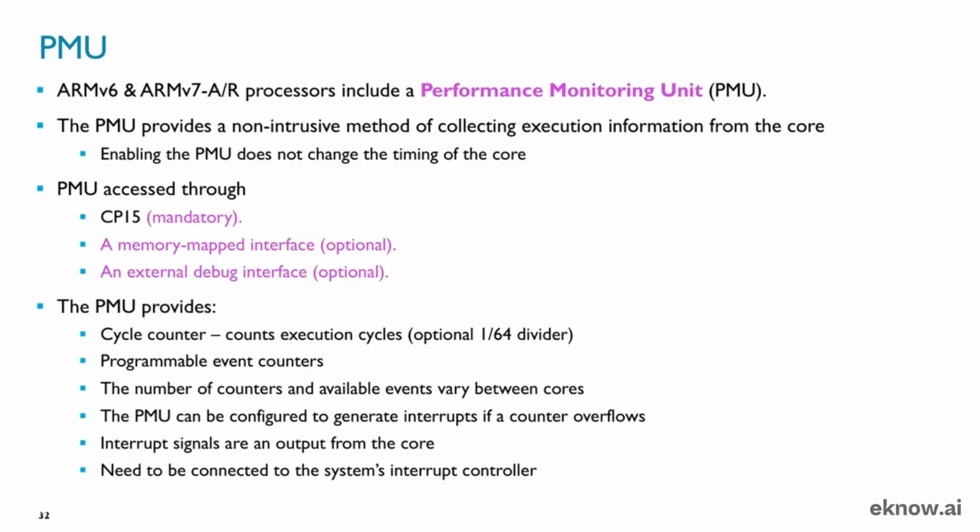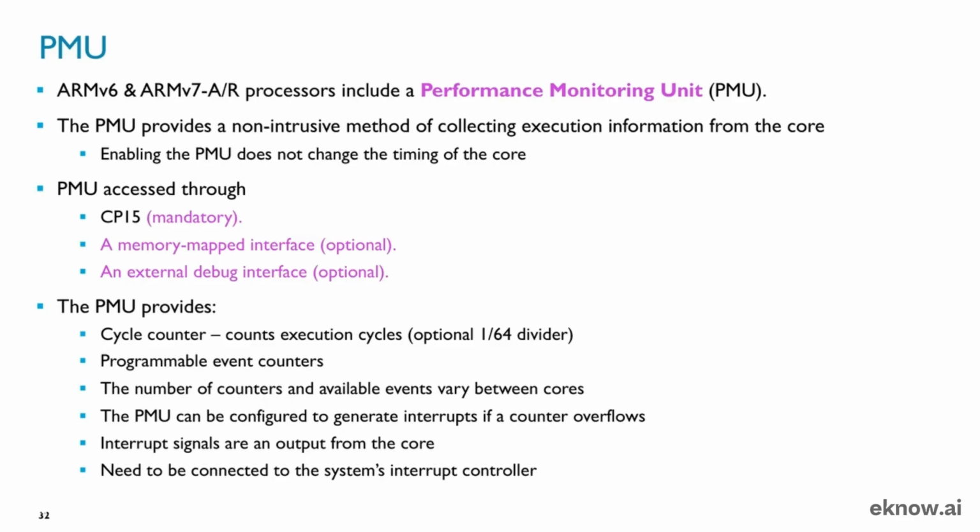More powerfully, the PMU has programmable event counters. These are the real heart of performance analysis. You can program these counters to track specific hardware events. For example, you could configure a counter to count the number of instructions executed, or the number of times the processor missed the cache and had to fetch data from slow main memory, or how many times its branch prediction was wrong. The exact number of these counters and the specific events you can monitor can vary between different ARM cores.